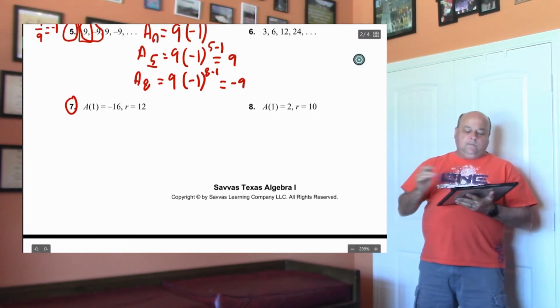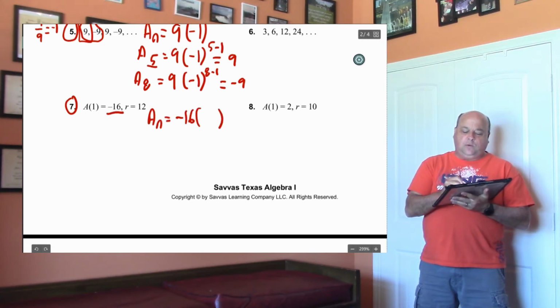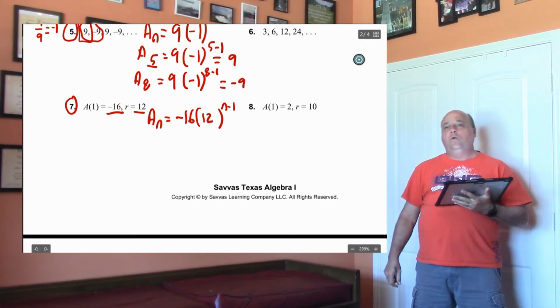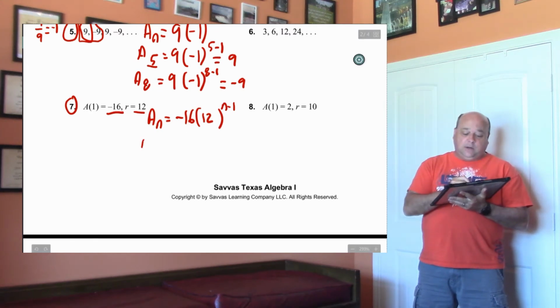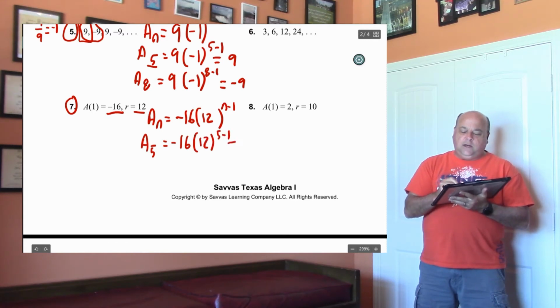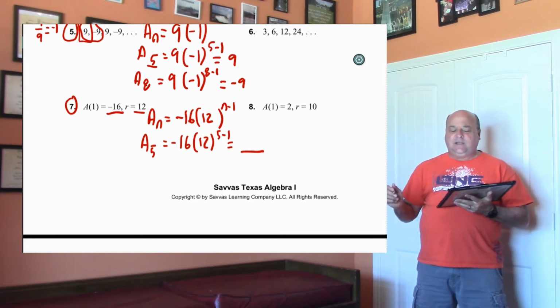Let's do the next one. This is not hard at all. Write down a to the n equals, the first term's negative 16, put a parentheses. The common ratio is 12, then put n minus 1. This is going to exceed my RAM on this because this is going to be a big exponent. So the 5th term is going to be negative 16 times 12 to the 5 minus 1, and then you're going to put equal in the number. Just type that as is into the calculator.